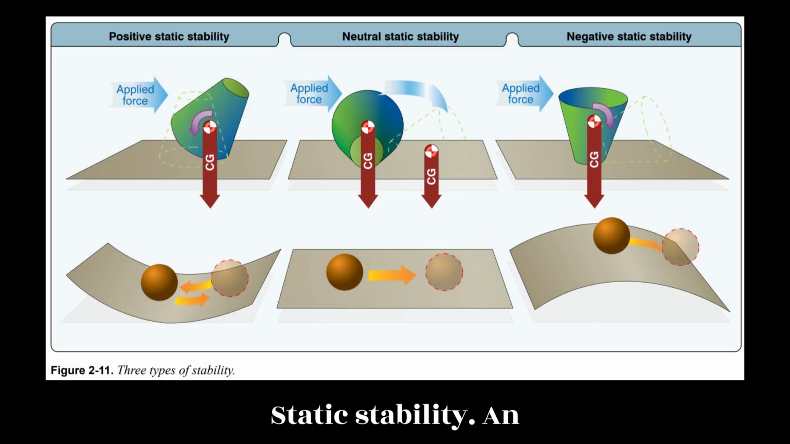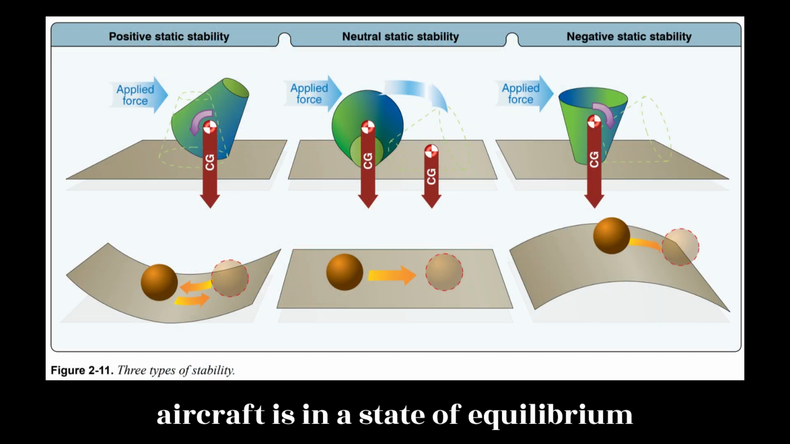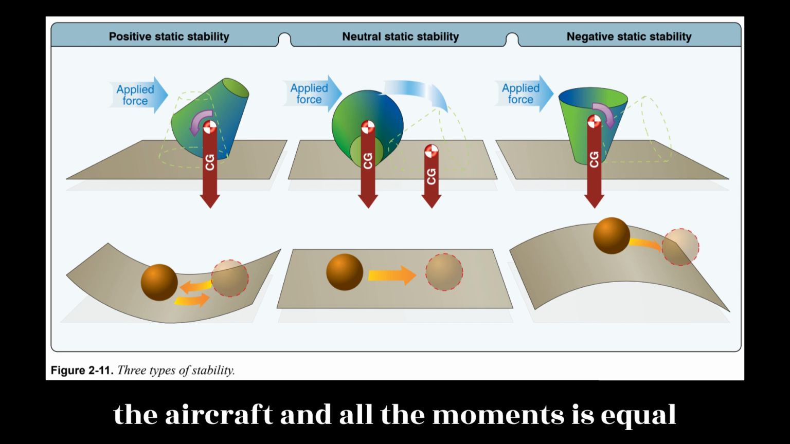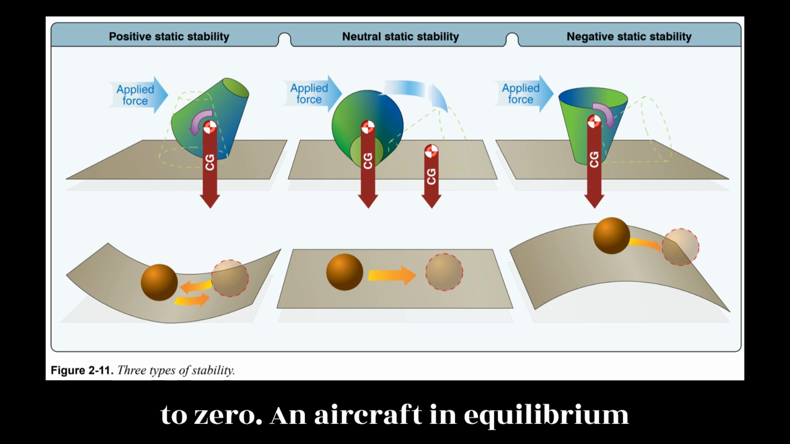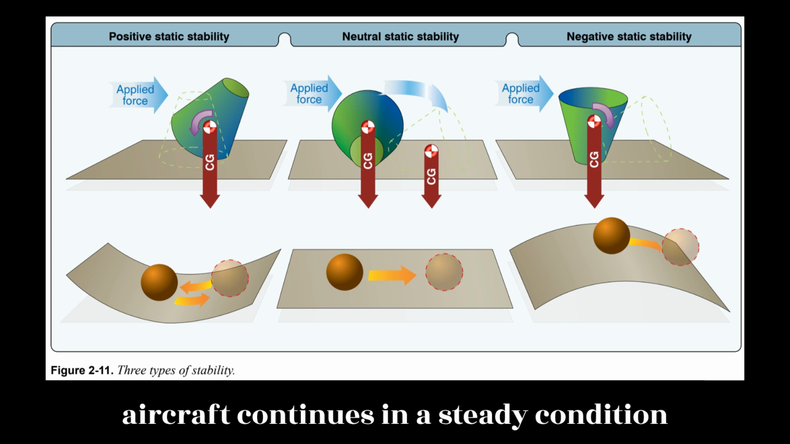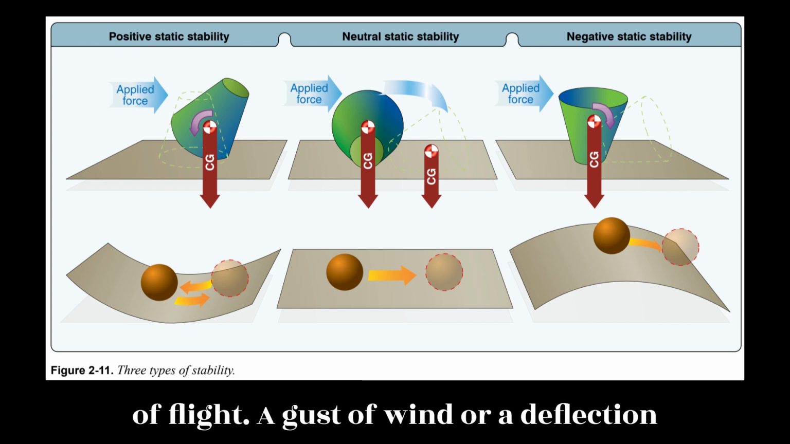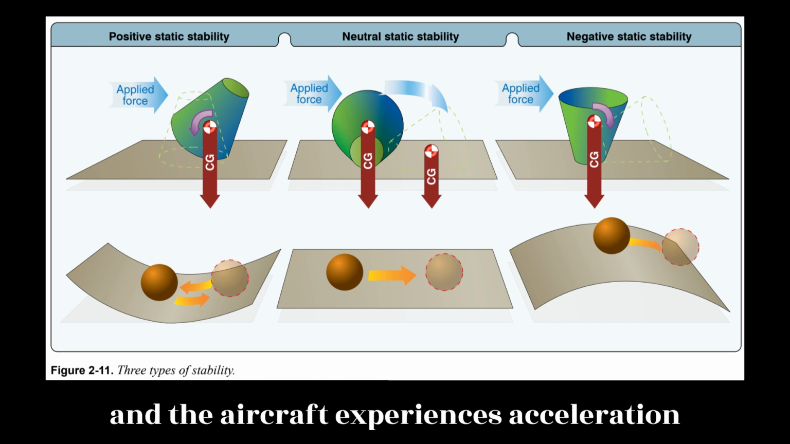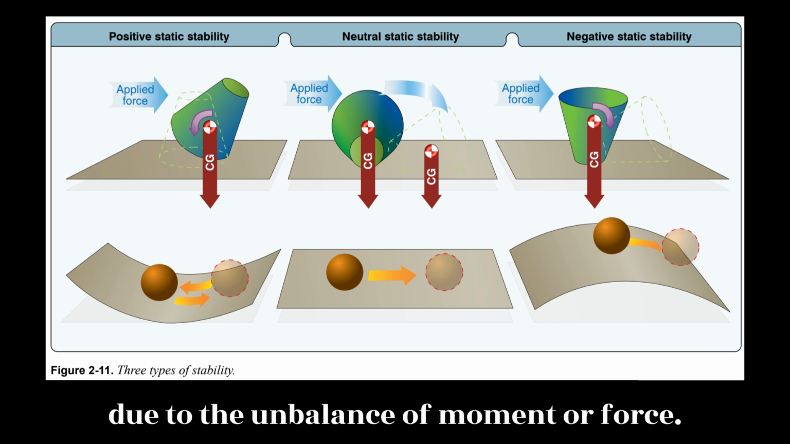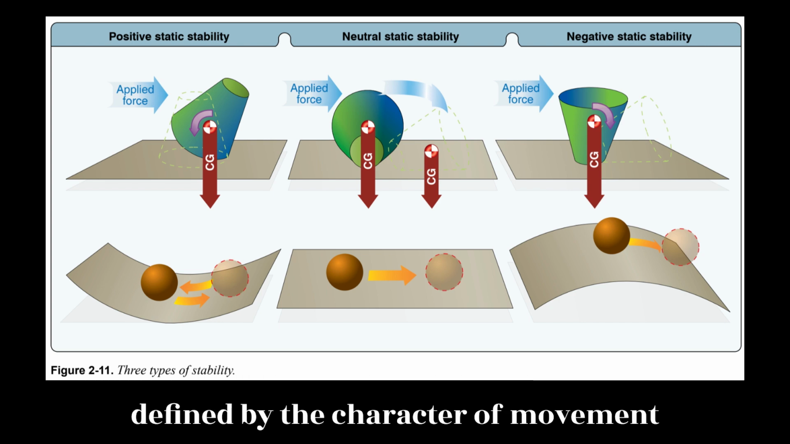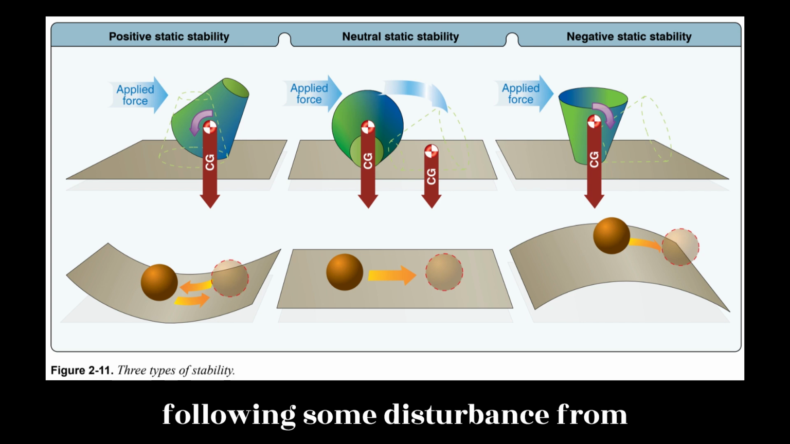Static stability. An aircraft is in a state of equilibrium when the sum of all the forces acting on the aircraft and all the moments is equal to zero. An aircraft in equilibrium experiences no accelerations, and the aircraft continues in a steady condition of flight. A gust of wind or a deflection of the controls disturbs the equilibrium, and the aircraft experiences acceleration due to the unbalance of moment or force. The three types of static stability are defined by the character of movement following some disturbance from equilibrium.